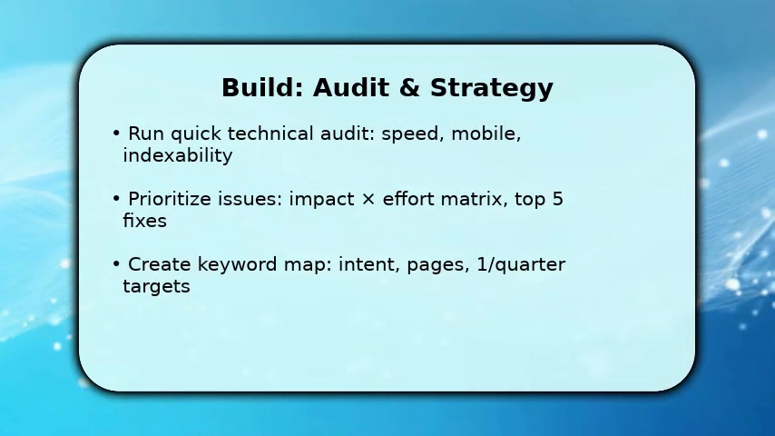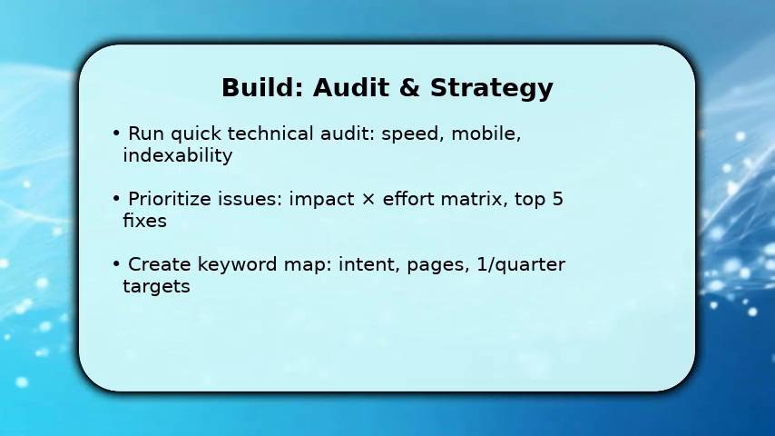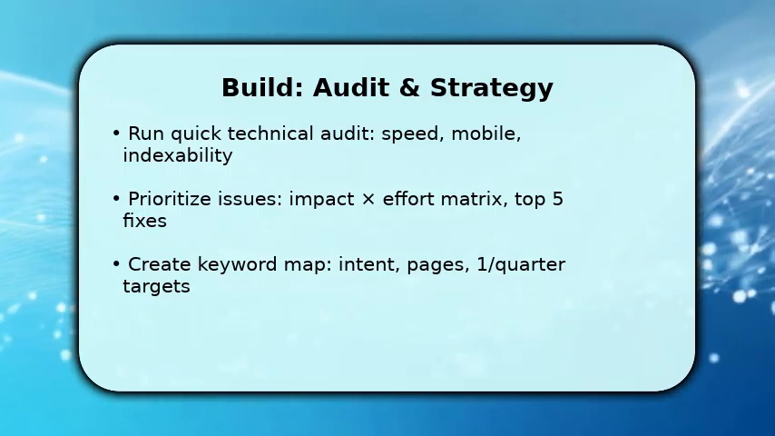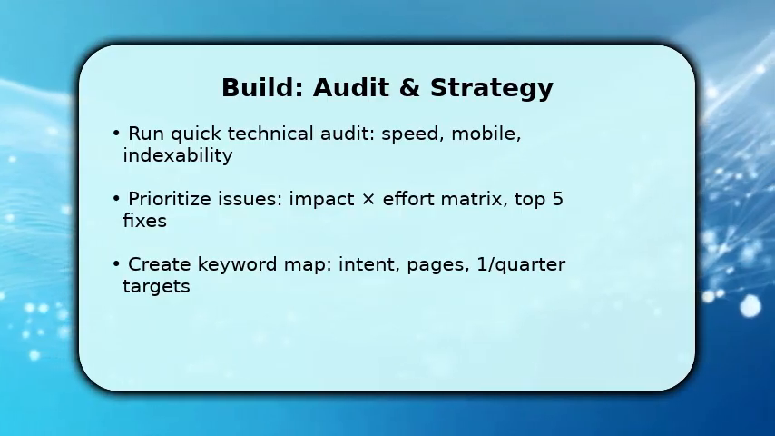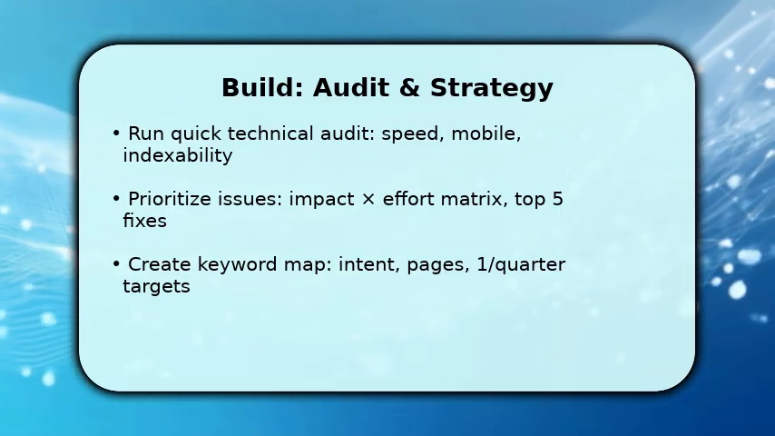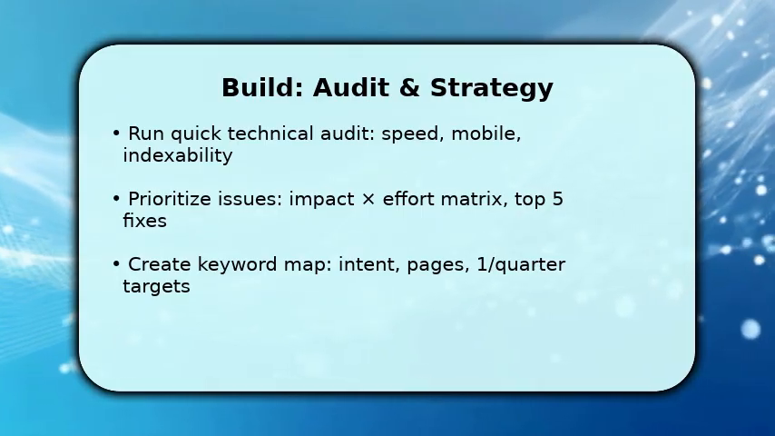You now produce the core strategy by combining audit findings with prioritized fixes. Run a technical review focused on speed, mobile performance, and indexability to surface critical blockers. Then, prioritize issues using an impact times effort matrix and pick the top 5 fixes that drive the most value.